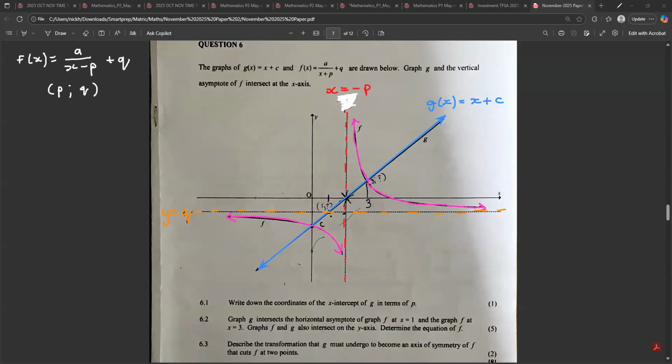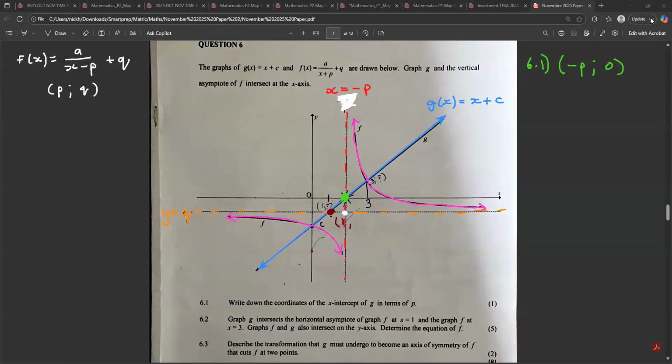So question 6.1 says write down the coordinates of the x-intercept of g in terms of p. All right, so we can see the x value there is going to be negative p. So there, I'm going to do it in green here. That point there, you can see that x value is negative p because of the vertical asymptote, I beg your pardon. And then obviously the y value is 0.